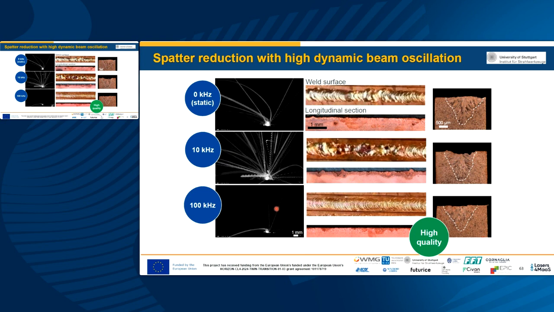I won't go in depth now to explain why this is happening, but there is a very nice physical explanation of why in certain frequencies, even when we are using the same beam shape, we end up with a bad weld. And when we move either higher or lower in the frequency, then we have a very good zone where we have high quality welds.